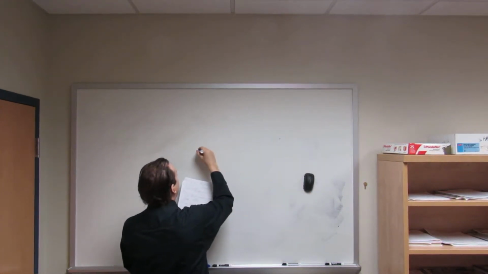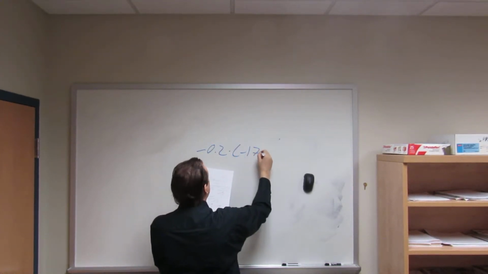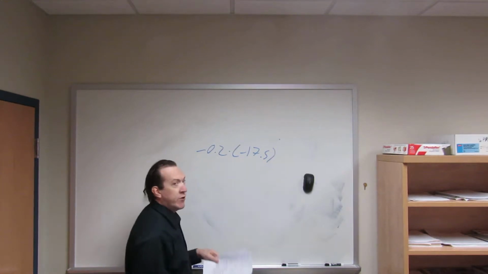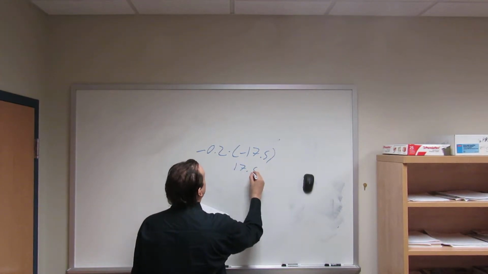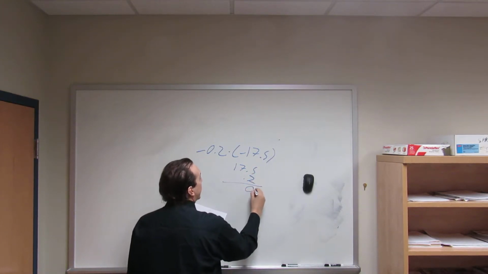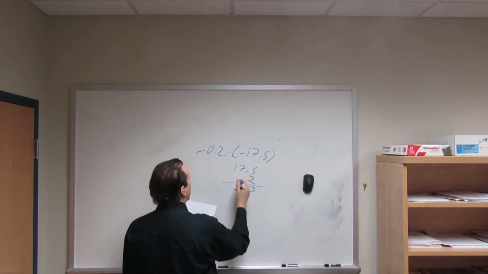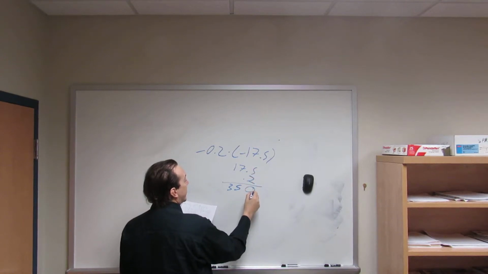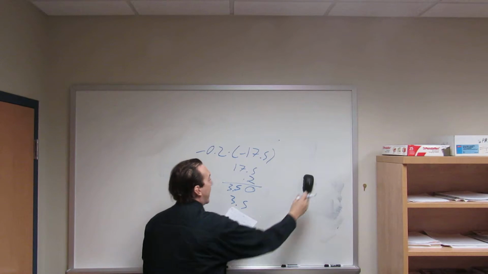Next we have negative 0.2 times negative 17.5. We have two negatives, so we're going to get a positive. So we're just going to do 17.5 times 0.2. 10, 14, and 15. 2 and 1 is 3. We have two decimals, so put it here. Our answer will be 3.5.